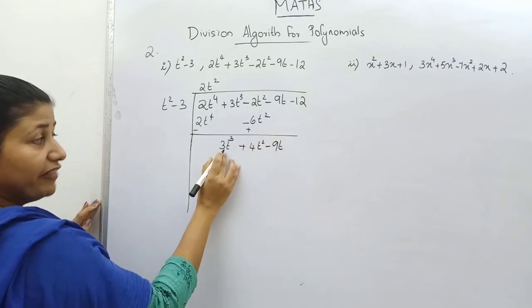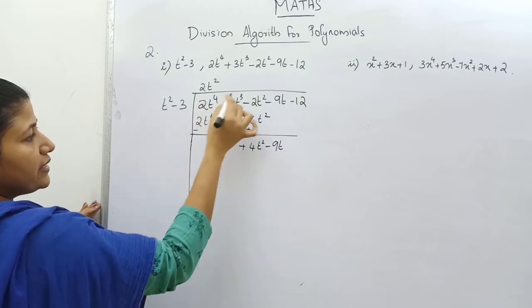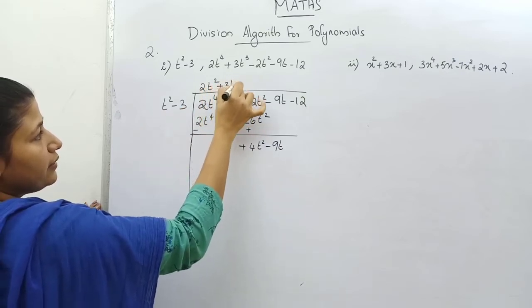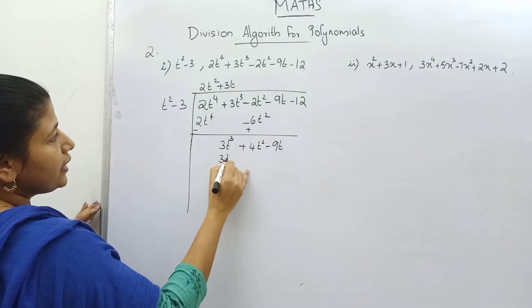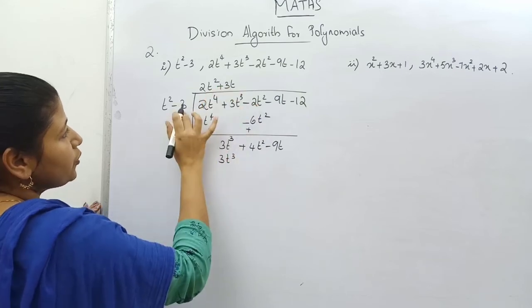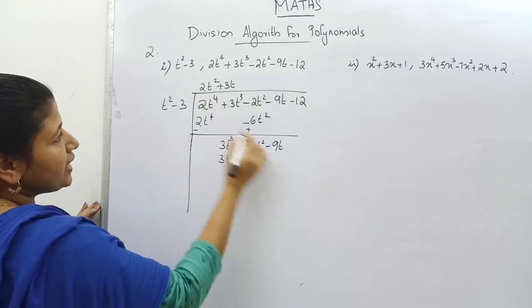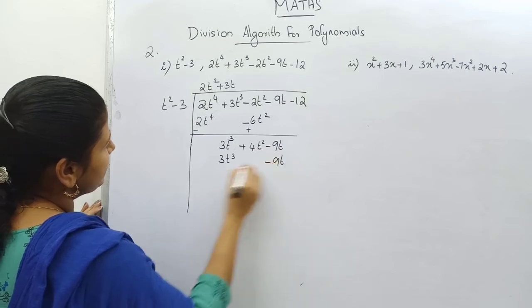Then here we need 3t cube. Here only t square is there, so we can write plus 3. You will get 3t cube, minus 3 into 3, 90. We get minus 90. I will write here minus 90.